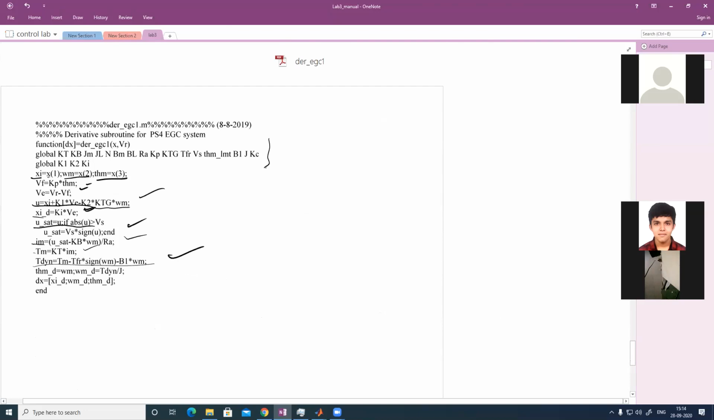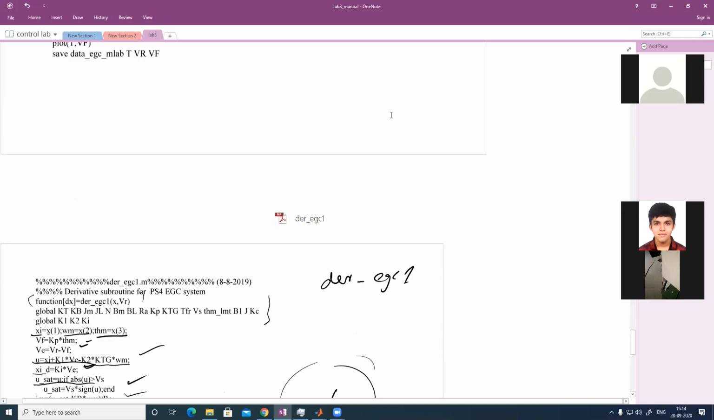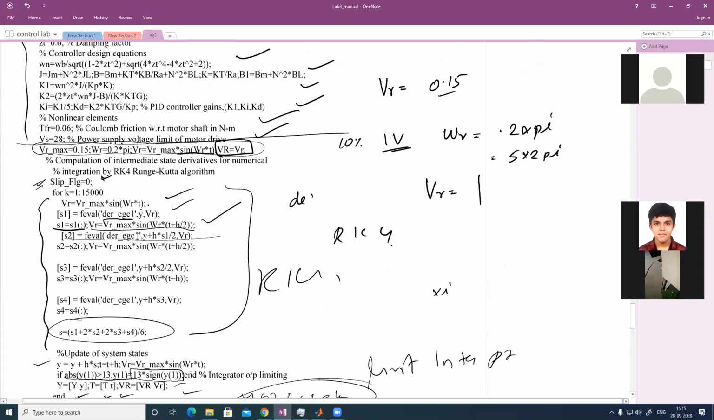and THM_D is equal to omega m, and omega m_D is equal to this T dynamic divided by J. The derivative function is taken as this one, and dx is equal to this one. So this is the derivative subroutine that is named der_EGC1. This function is being called here.